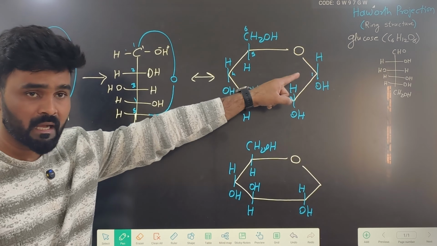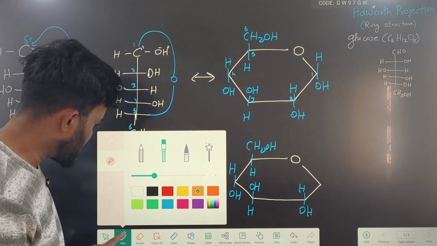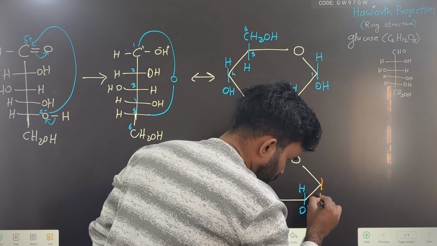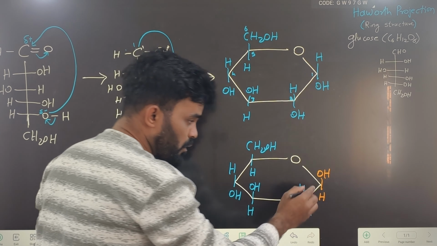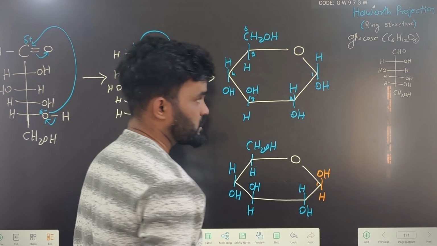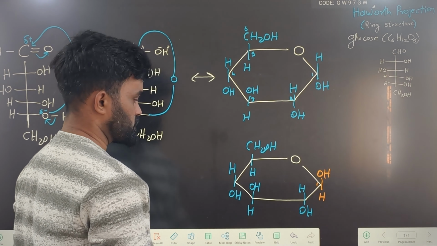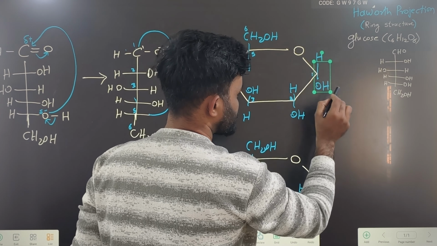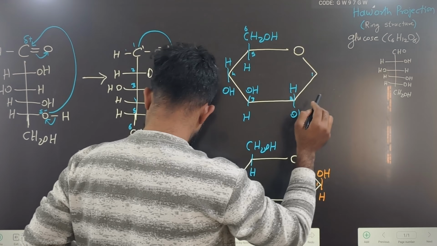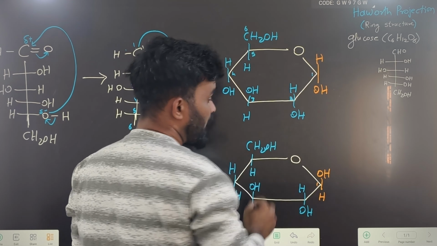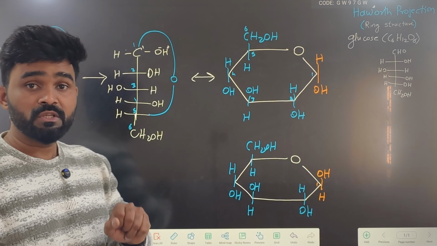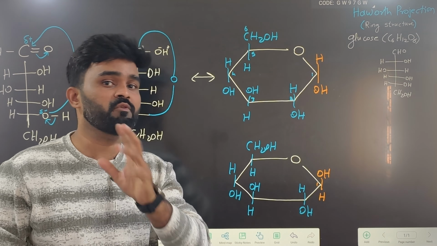फक्त फरक कुठे पडणार? Carbon number 1 वर. So let's use different color for that. Here, if I have H downside, OH upside. On carbon number 1, OH downside, H upside. Okay? आता if you look at this, these two structures are almost similar ना, फक्त carbon number 1 ला फरक पडतोय. Hence we have a special name for them.